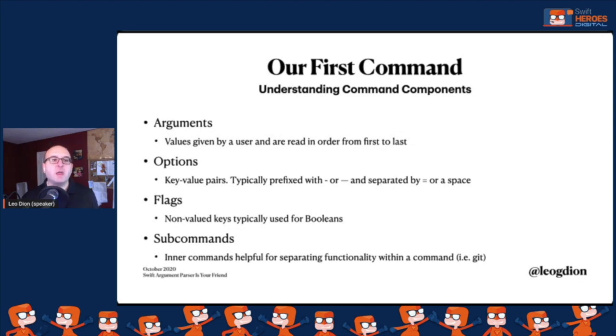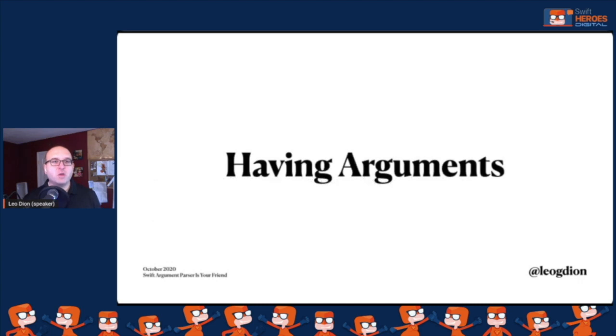And then we'll have subcommands, which we'll get into last, which is about setting up inner commands within a command. You've seen this with Git, and you'll see this with Swift as well, the Swift command. So let's get started with arguments. How do we add arguments to our command line tool using Swift argument parser?